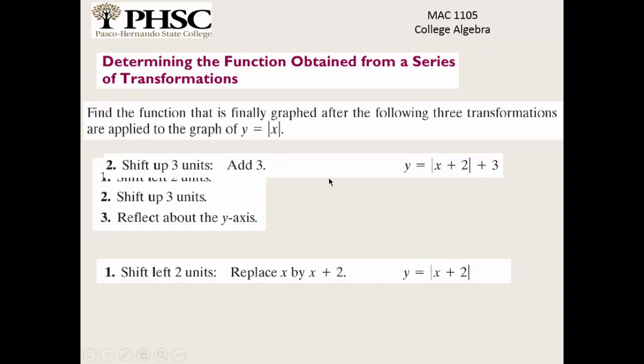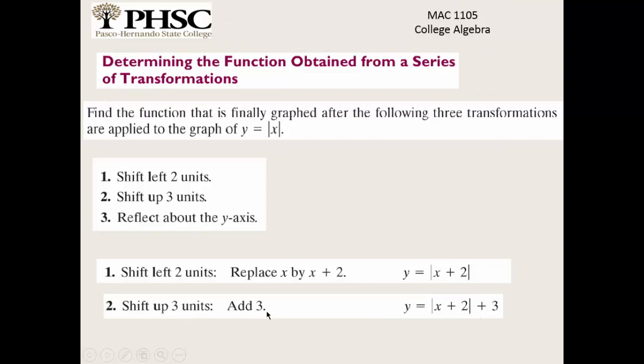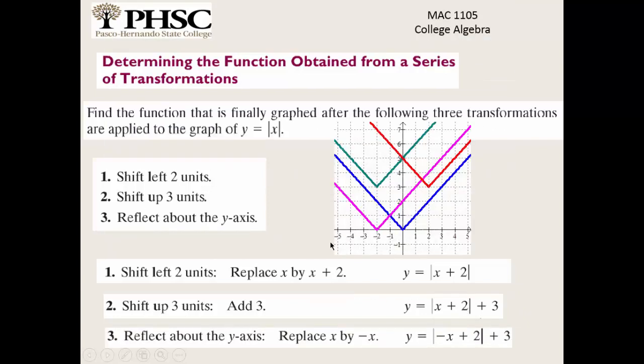Next one is shift up. So then what we're going to do is add 3 to the output. So it becomes y equals absolute value of x plus 2, plus 3, and that's going to shift it up for us. And the last one is reflection about the y-axis. Here we're going to replace x by negative x, so it becomes absolute value of negative x plus 2, plus 3.